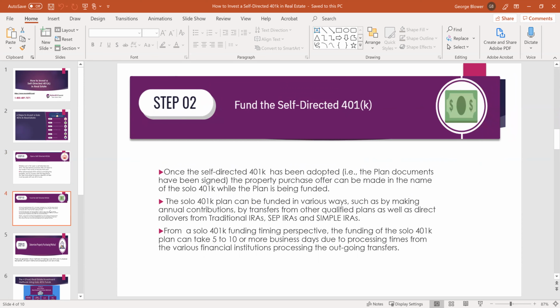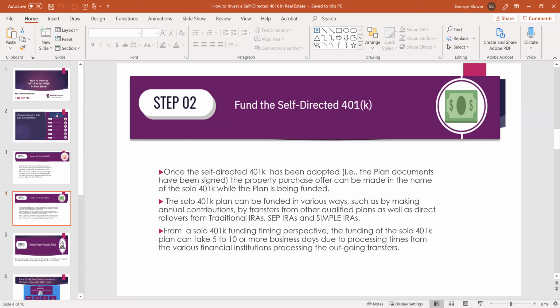So of course you're going to need to fund the solo 401k, because you're going to use that money to buy the property and pay for ongoing expenses. There are different ways that you can get that plan funded. First of all, you have to adopt the plan, then open an account in the name of the plan, and then you can fund it through various means.